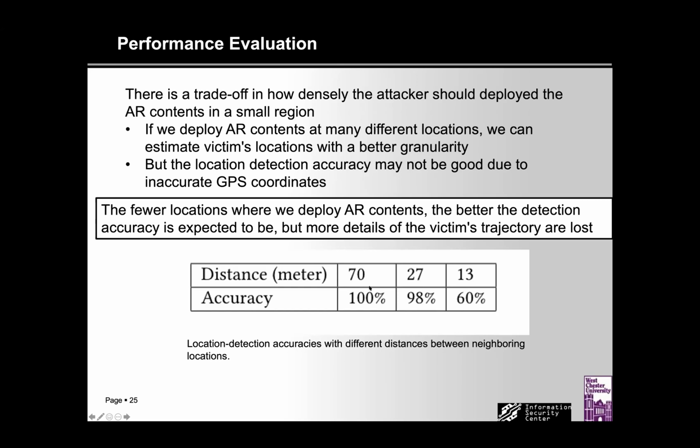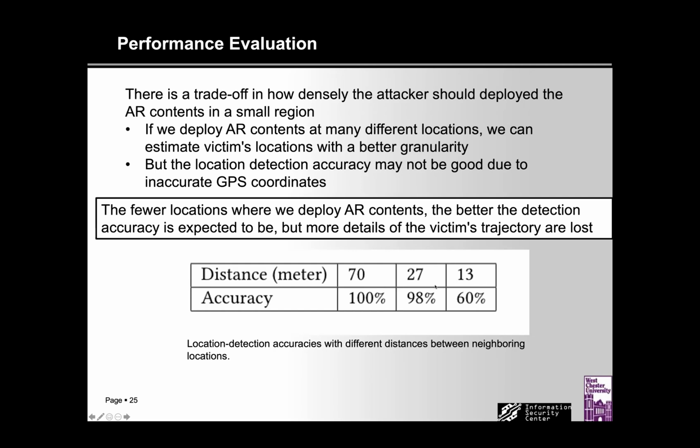So here is the figure, the result that we test with three different settings of the searching distance, the distance between the neighboring locations. You can see that with the distance equal to 70 meters, we can achieve nearly 100% accuracy. And then once you lower the distance between the neighboring locations, for example, set it as 13 meters, then the accuracy dropped to 60%.